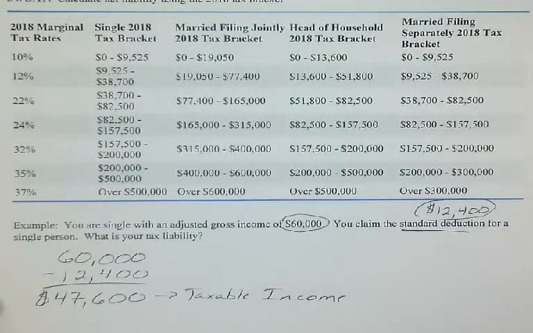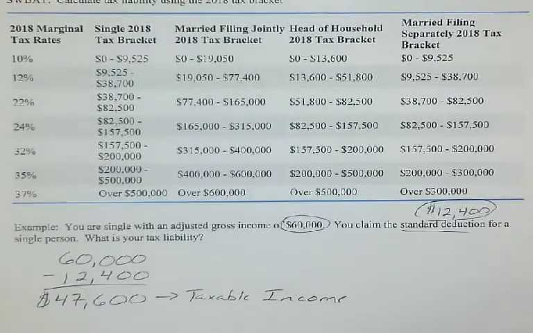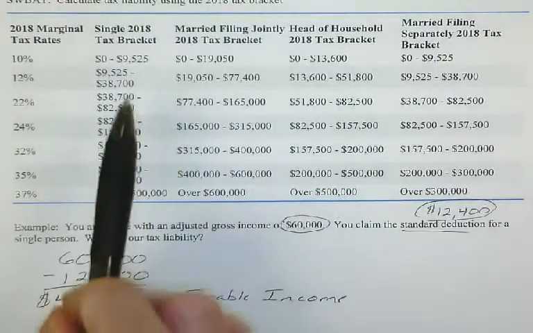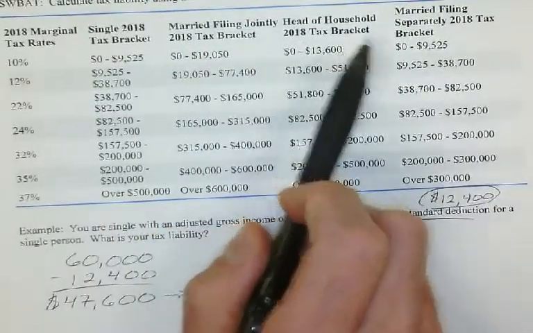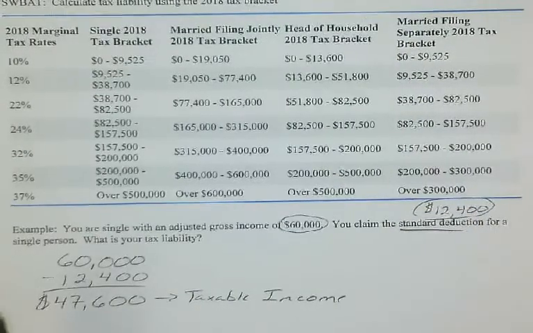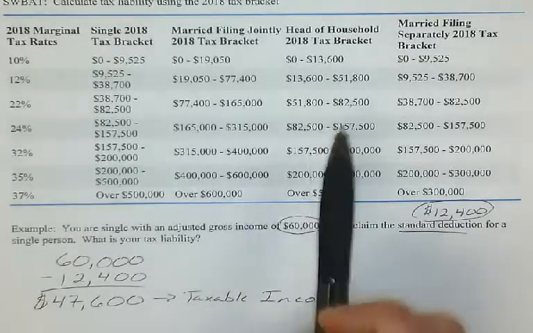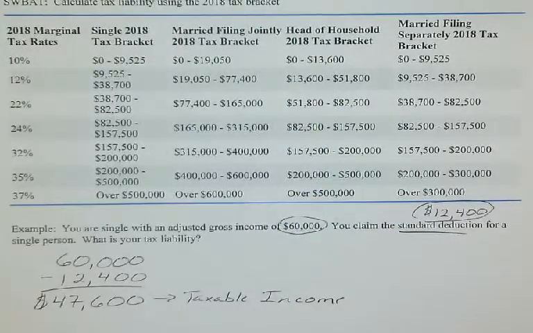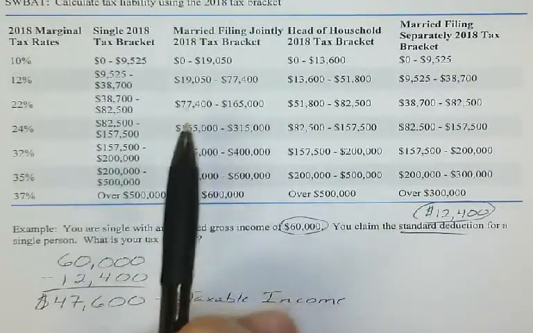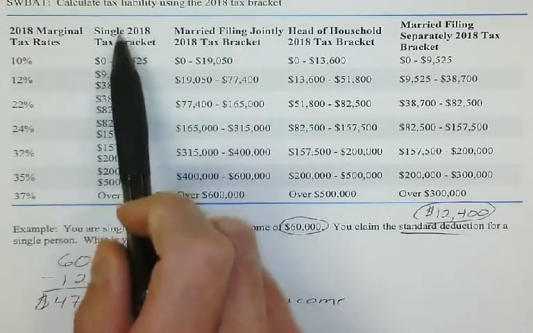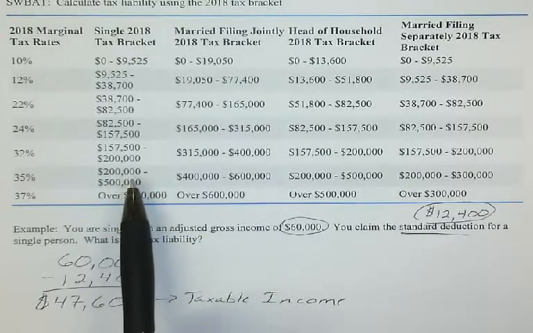Now we need to use the tax bracket. So 47,600, remember that number. Looking at the bracket, it's broken into different classifications: single, married filing jointly, head of household, and married filing separately. Notice there's no widow or widower in our notes. That's because that would qualify as head of household as long as you have a child. This is a progressive tax. Here's the single bracket. These intervals are for people classified as single or filing singly.